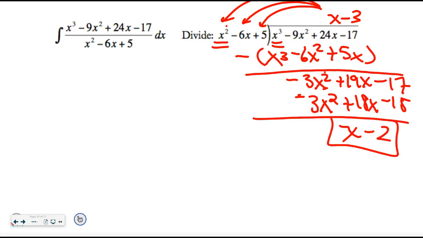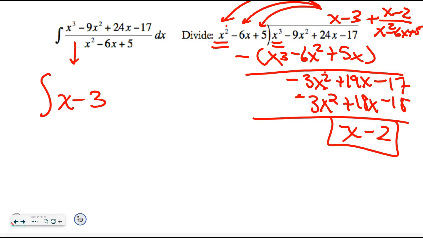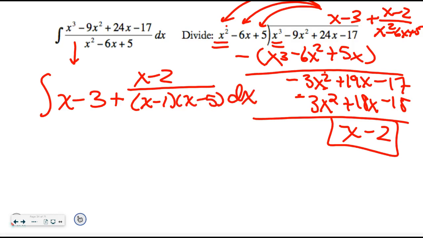Now I have a degree less than what I started with. So watch when I rewrite it. It's x minus 3 plus x minus 2 over x squared minus 6x plus 5. So really what I'm integrating is x, which is easy, a negative 3, which you better know the antiderivative of, right? Plus the x minus 2 over a product of non-repeating linear factors.